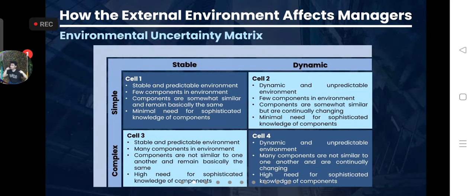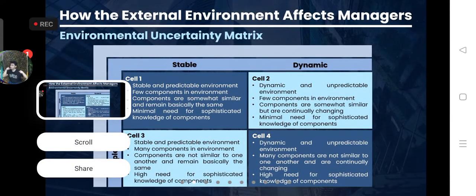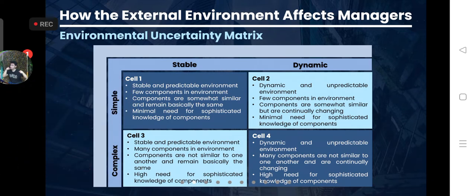next slide please. It shows the environmental uncertainty matrix, in which each of the four cells represents a different combination of degree of complexity and degree of change. The stable and the dynamic refer to the degree of change at the top, while the simple and the complex refer to the environmental complexity at the side.